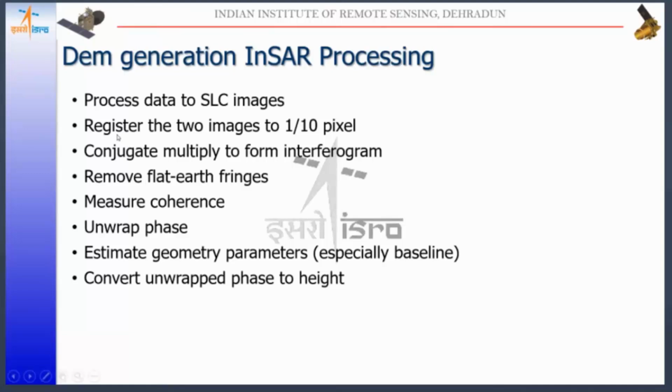Then we have to register these two images. Then we have to conjugate multiply to form the interferogram. Then we have to remove the flat earth fringes. We have to measure the coherence. We have to unwrap the phase. Then we have to estimate some geometry parameters like the baseline. Then we have to convert the unwrapped phase to height. So these are some of the steps for DEM generation.